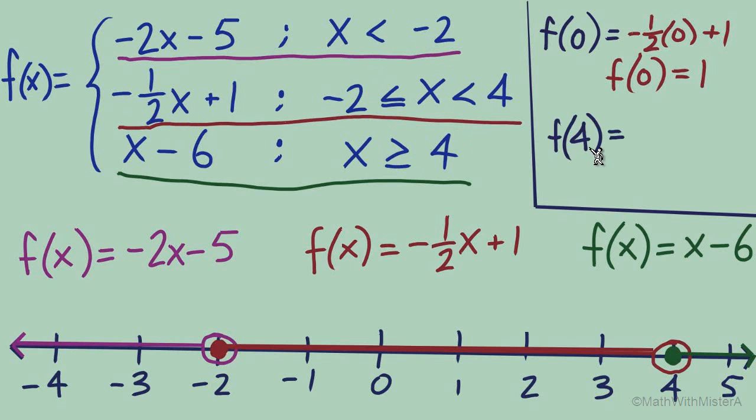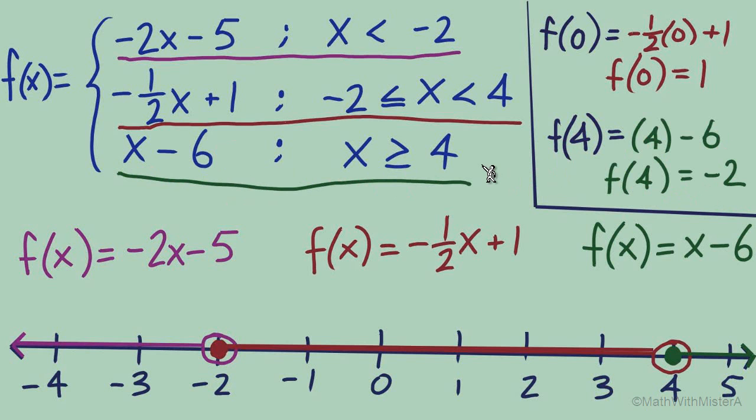How about f of 4? X equals 4. So which function should we use? This middle one goes up to x equals 4, but not if x equals 4. If x equals 4, we're down here at this third function. So I would plug 4 in place of x into this third function, x minus 6, and 4 minus 6 equals -2. So f of 4 equals -2.